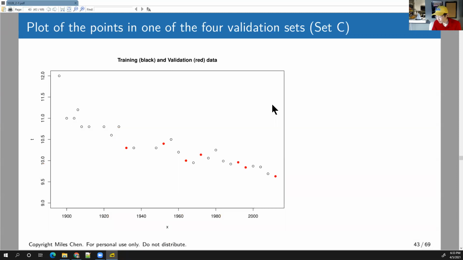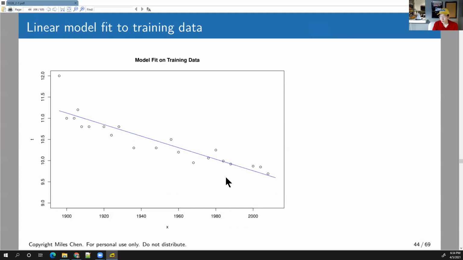Just to show you what is exactly happening, we're going to take one of the validation sets. Here I chose validation set C, and you can see how the process works. The black circles are the training data, and these red dots, 1, 2, 3, 4, 5, 6, 7, are the validation set. Basically, we remove the red dots, and we fit.